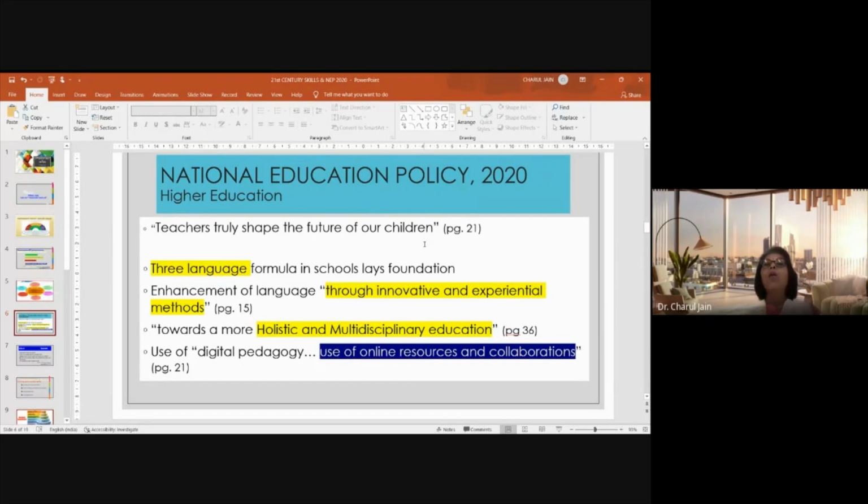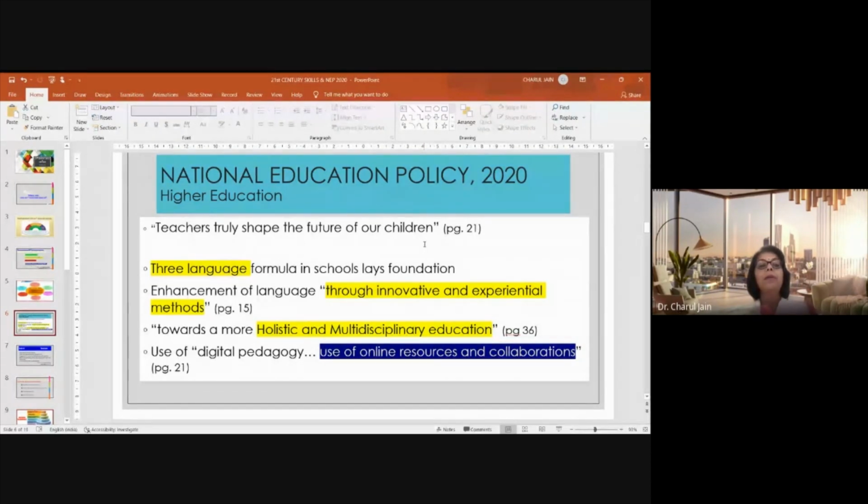And therefore, a lot of responsibility is on the shoulders of the teachers, who are the shapers of the future of our children. And the future of our children is also very clearly defined in the national education policy.